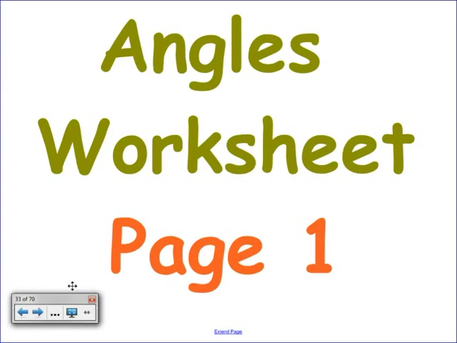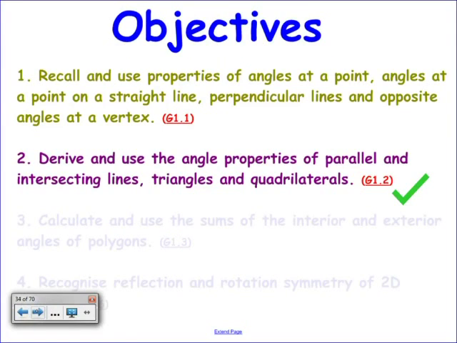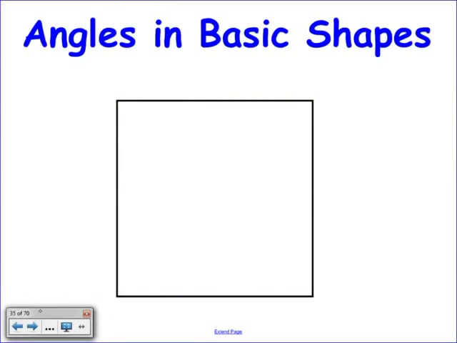Okay, we're going to move on now to shapes. We're going to look at angles in shapes. So that's the end of objective 2, which is angles with parallel lines. What we're going to do now is look at angles in shapes, and we're going to try and discover something today that you can amaze your friends with.